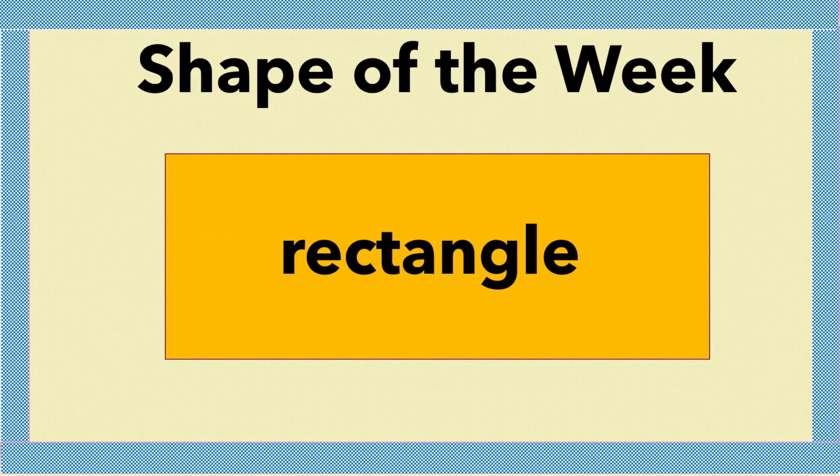A rectangle has four sides. 1, 2, 3, 4. Big rectangle, small rectangle. Red rectangle, orange rectangle. Yellow rectangle, green rectangle. Blue rectangle, purple rectangle. This whiteboard is a rectangle. Rectangle.